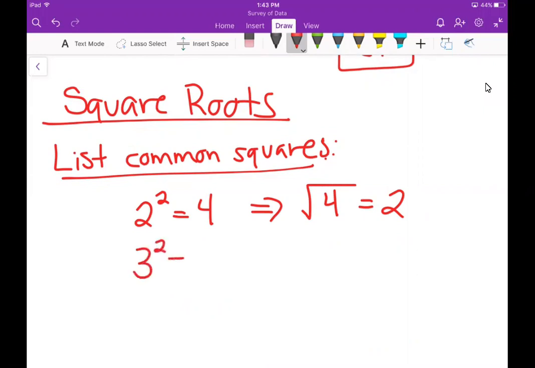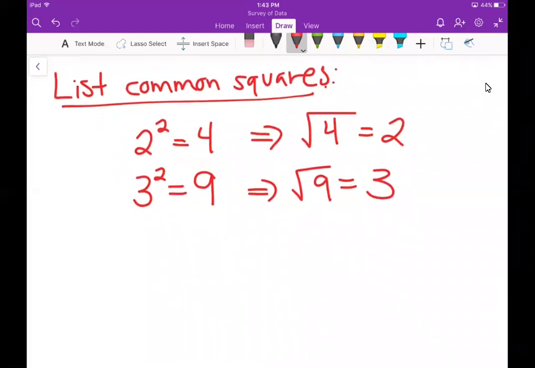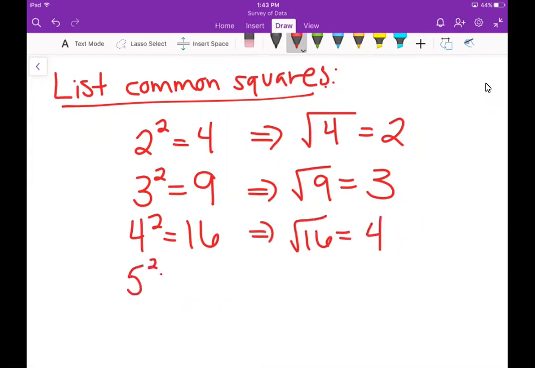If I have 3 squared, I get 9, because 3 times 3 is 9. That means that the square root of 9 is 3. And we can go on with this list for a little while. 4 squared is 16, so that means that the square root of 16 is 4. 5 squared is 25. That means that the square root of 25 is 5. So you can make a pretty quick list of squares and be able to do some square roots by hand.